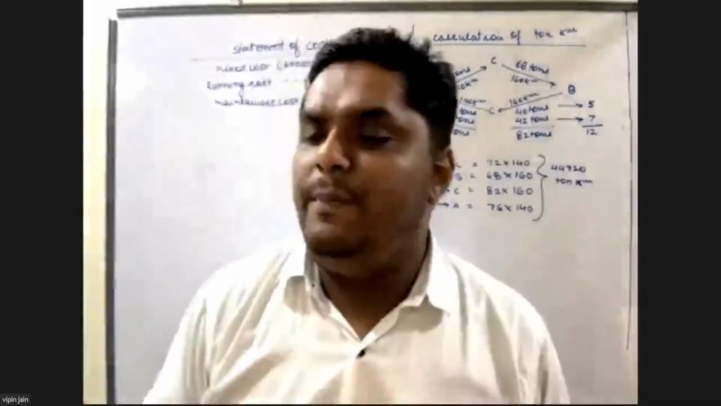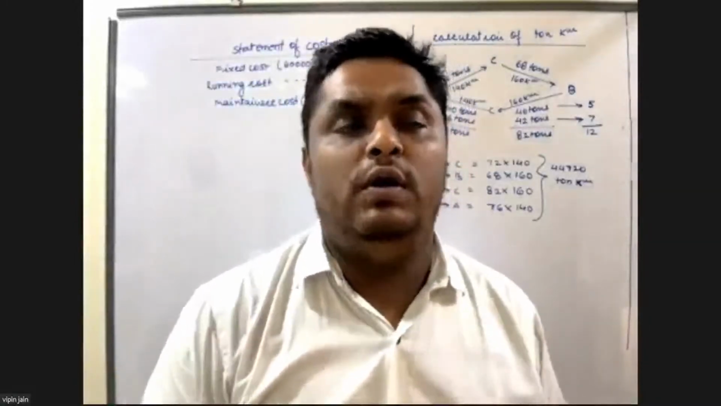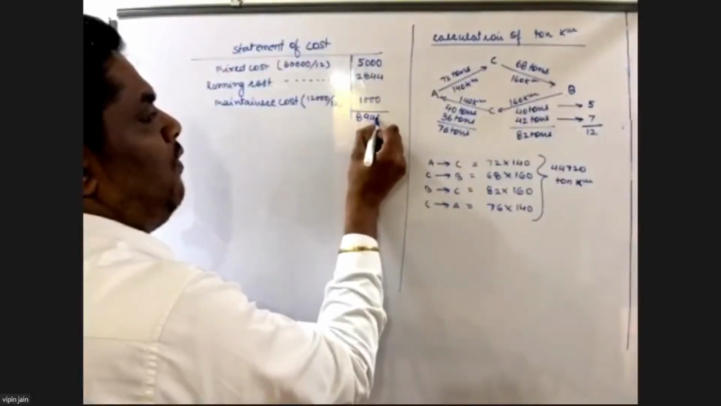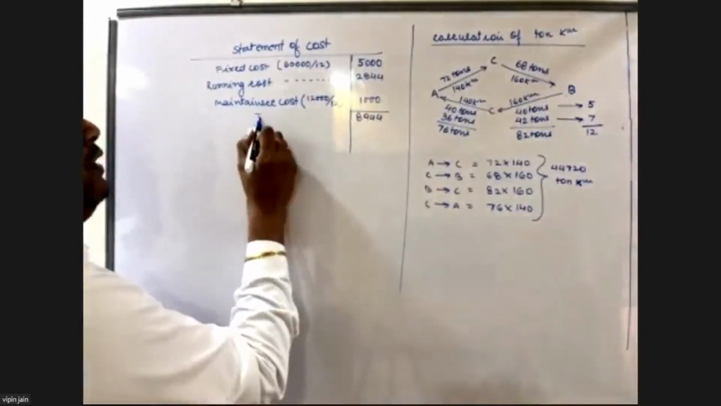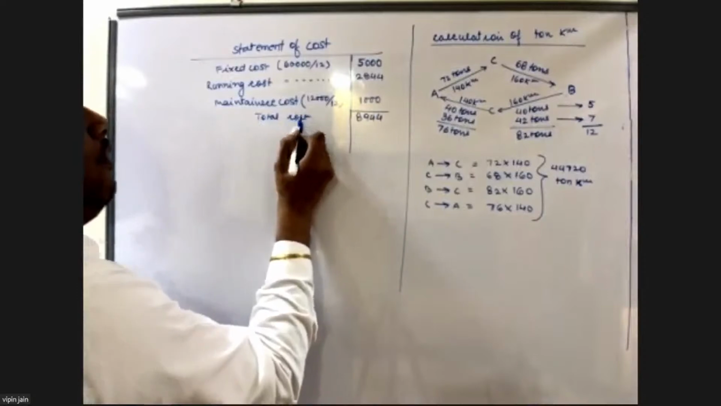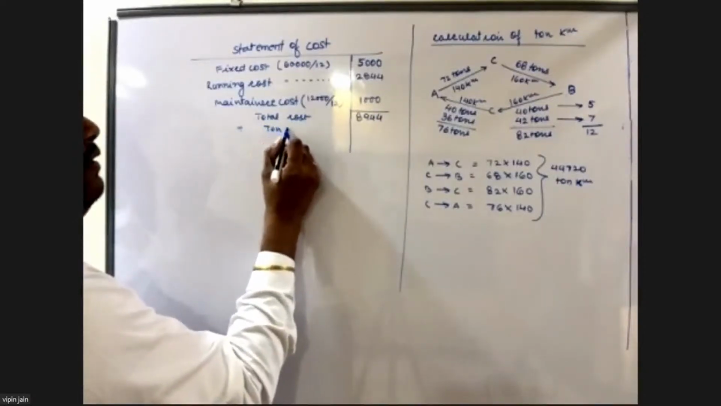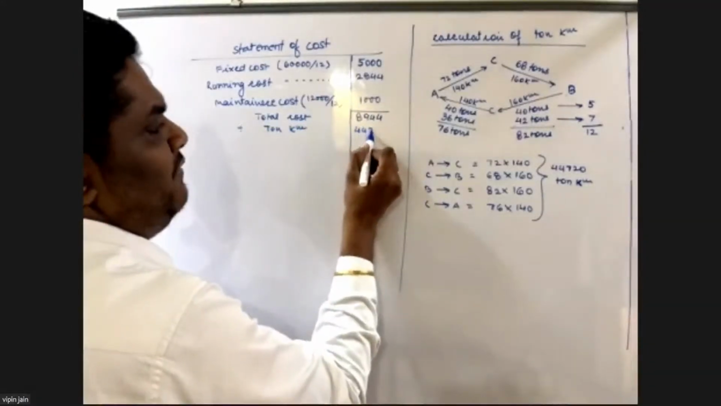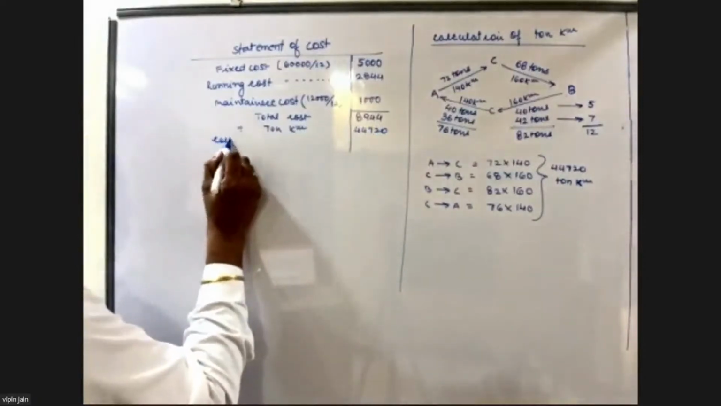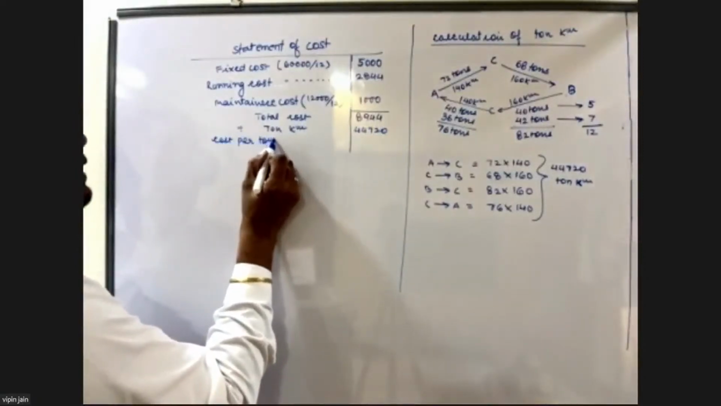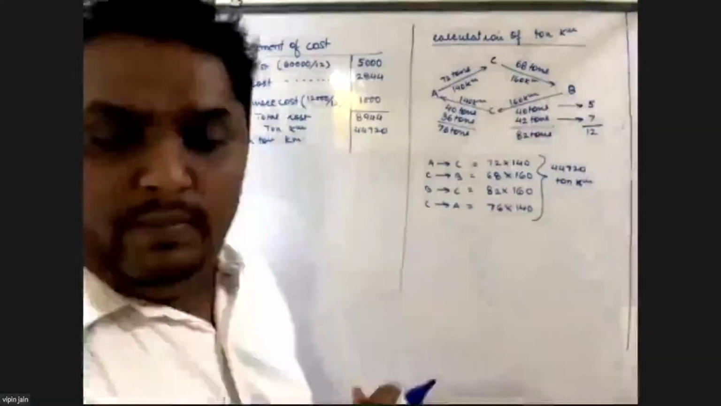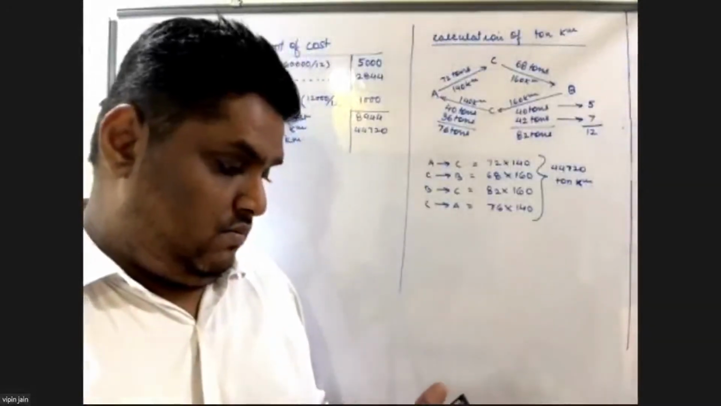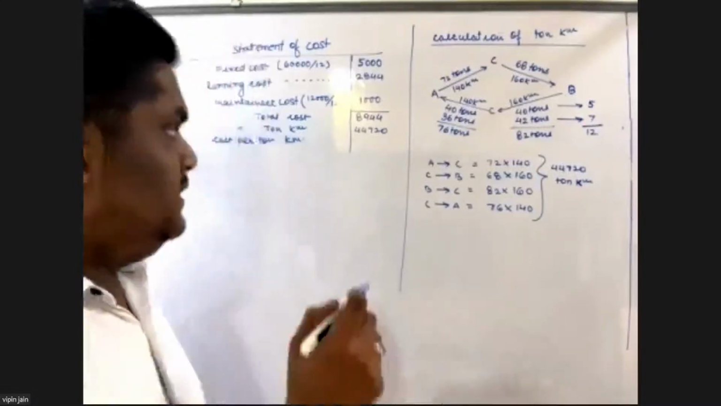Make a note of it that the penalty paid will never form part of total cost. So this will be total cost divided by ton kilometer, that is 44,720. So cost per ton kilometer will be 0.2.